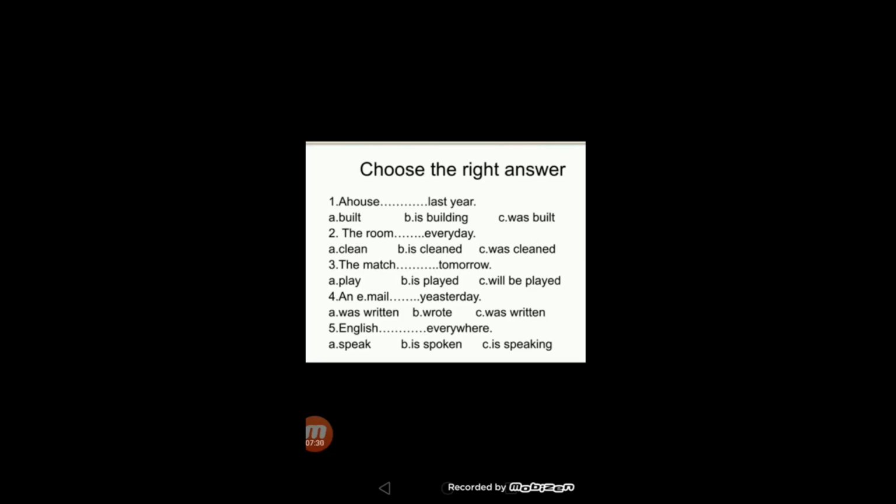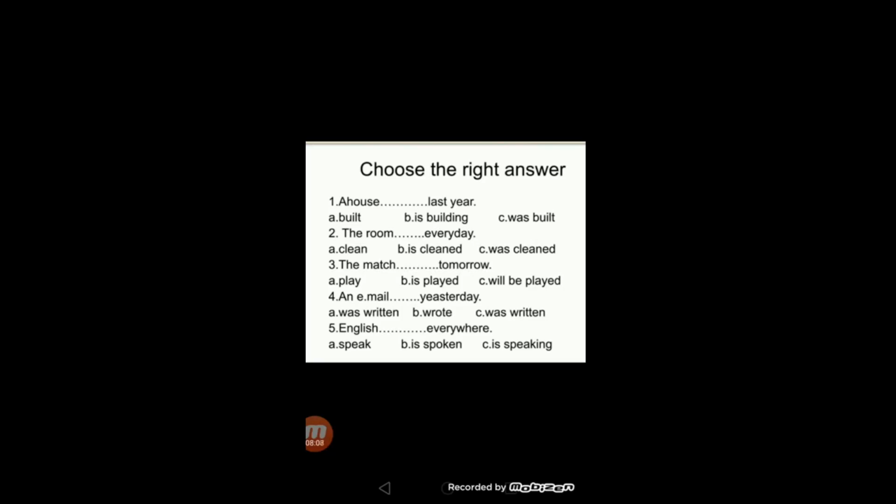Number 2, the room space every day. A, clean. B, is cleaned. C, was cleaned. Yes, the sentence is in the present simple. It's in the passive voice. So the right answer is number B, is cleaned. Number 3, the match space tomorrow. A, play. B, is played. C, will be played. Yes, this sentence is in the future simple. It's in the passive. So the right answer is number C, will be played.